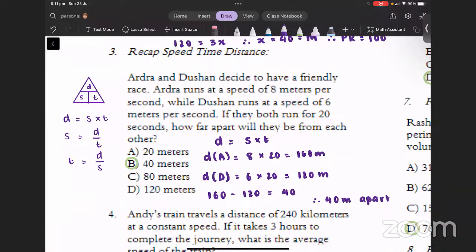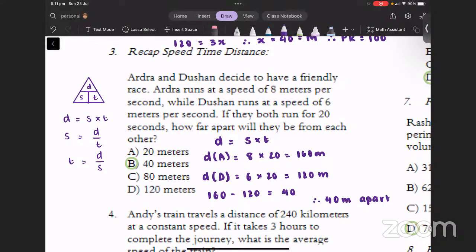So in question number 3, we were told that Ardra and Dashan decide to have a friendly race. Ardra runs at a speed of 8 meters per second, whereas Dashan runs at a speed of 6 meters per second. If they both run for 20 seconds, how far apart will they be from each other?